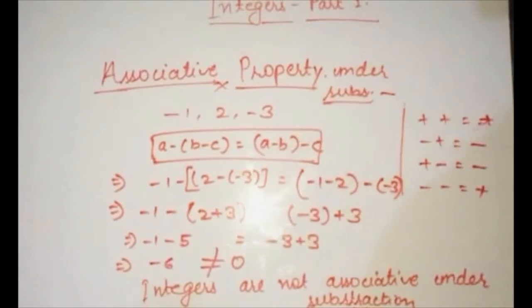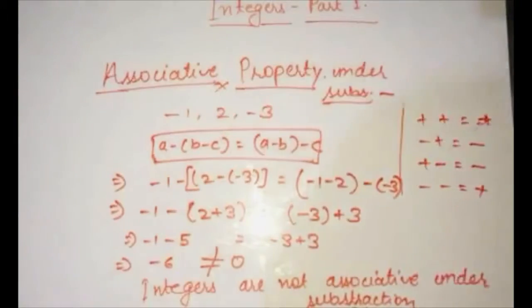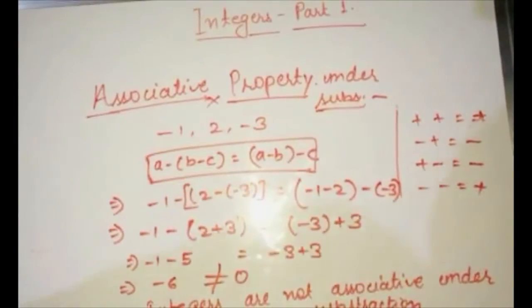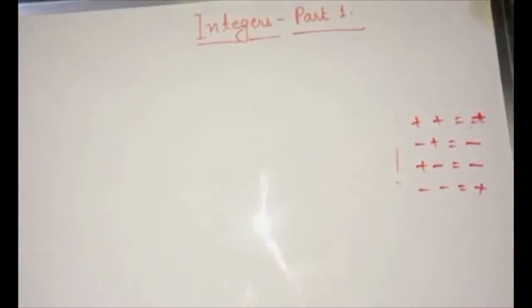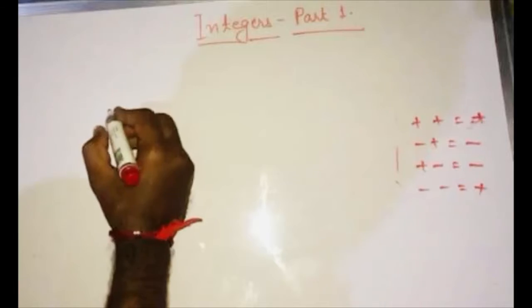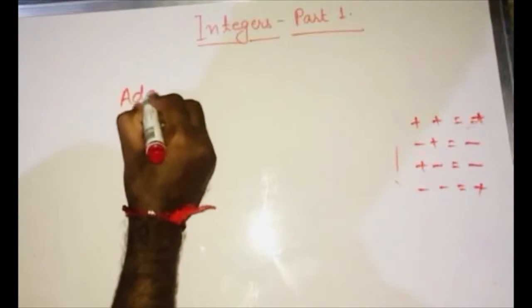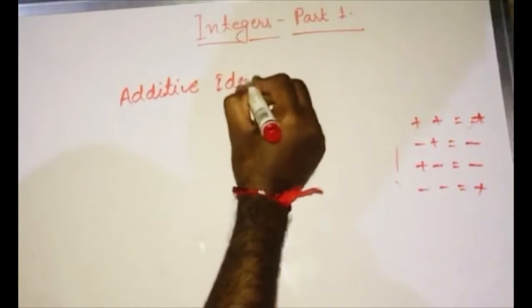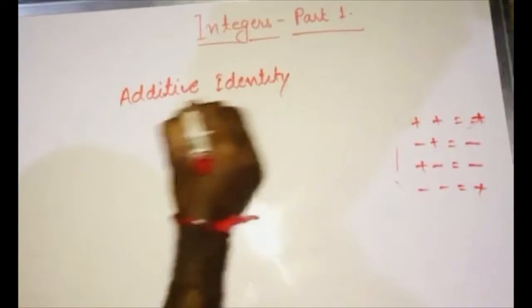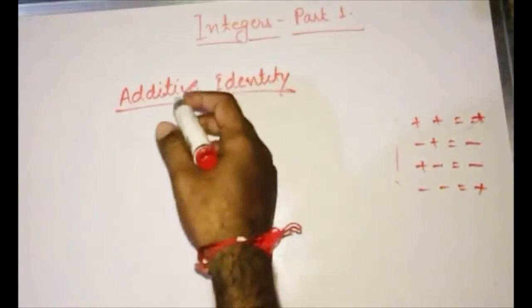Okay, so these are the three properties that we discussed just now. Closure property, and then the commutative and the associative. Then there is one very small property that we have. I'll just write it down for you. That is additive identity. So what you can understand by the name itself.